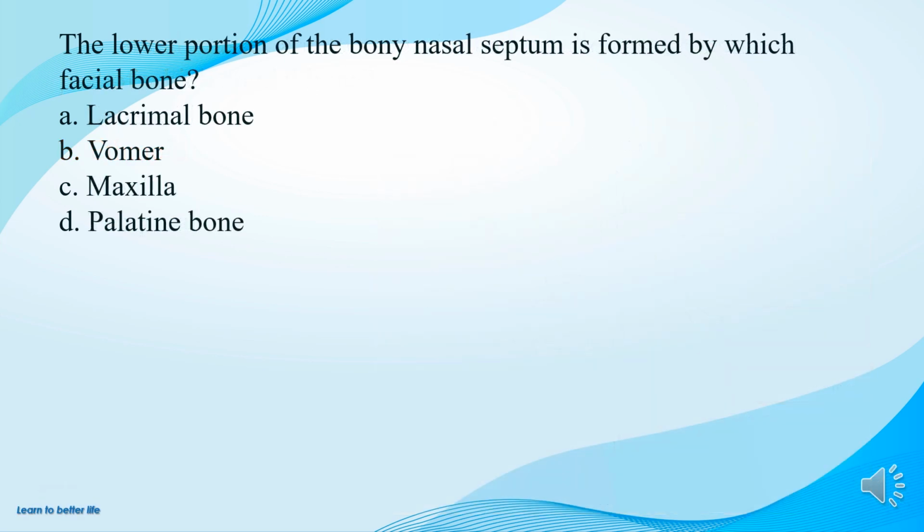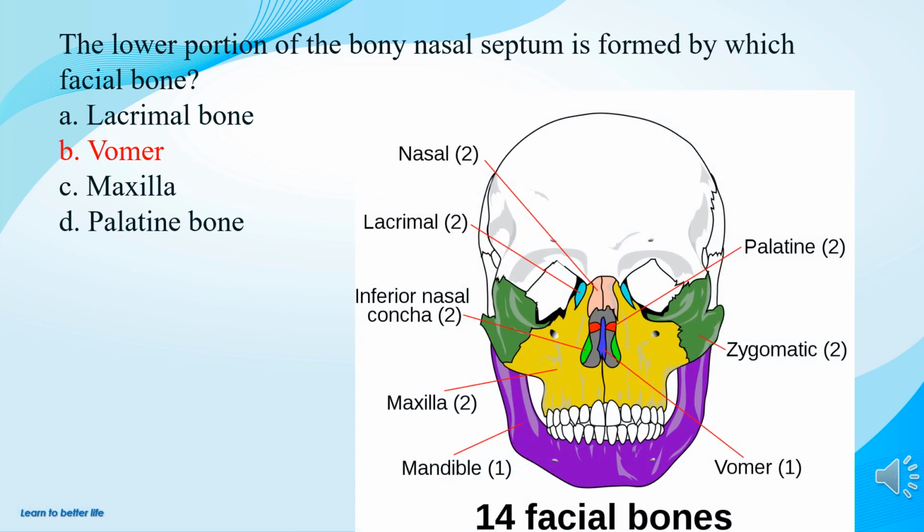The lower portion of the bony nasal septum is formed by which facial bone? A. Lacrimal bone. B. Vomer. C. Maxilla. D. Palatine bone. The answer is B. Vomer.